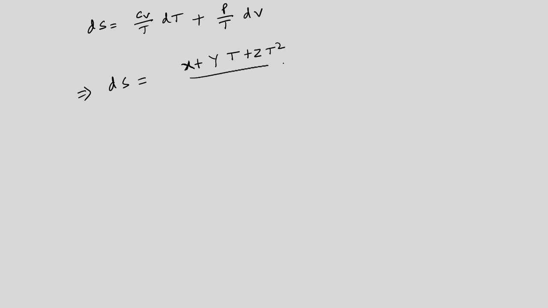So, we have dS equals Cv by T dT plus P by T times dV. Now, what we do? We substitute the value of Cv and P in this expression and we get dS is (x plus y times T plus z times T to the 2) by T times dT, and P is RT by T times (V minus B) times dV. So, this is dS. Okay.